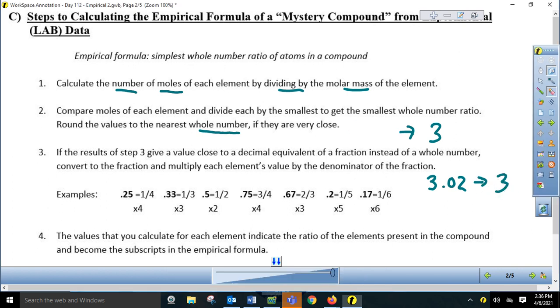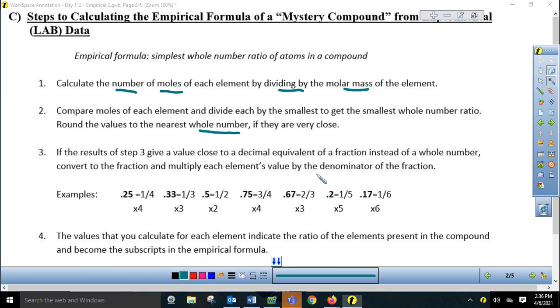But sometimes we're going to get numbers that are not close enough that we can round to the nearest whole number. So here are some common fractions we're going to look out for. For instance, if you got like 3.25, that would be 3 1/4. What you'd want to do is multiply all your numbers by 4 to convert that into a simplest whole number ratio, because we can't end up with 3 1/4 atoms in our chemical formula, and we can't just round this to 3. So we'd multiply everything by 4.